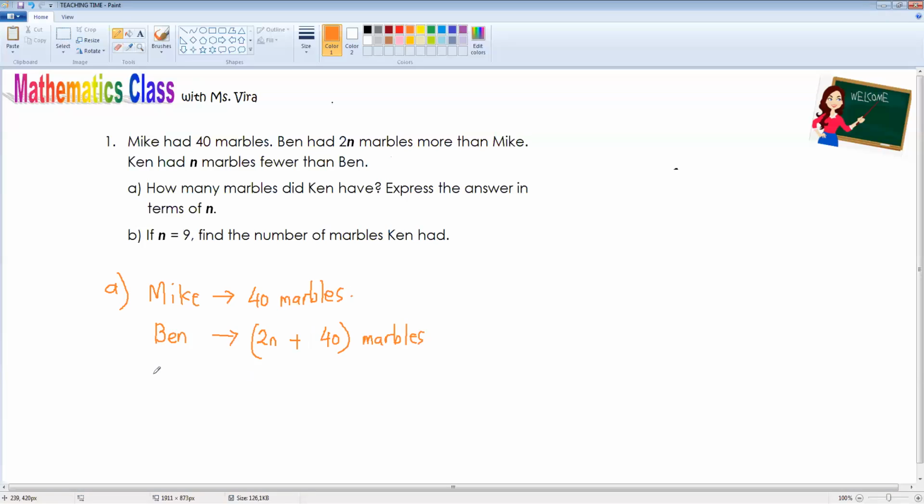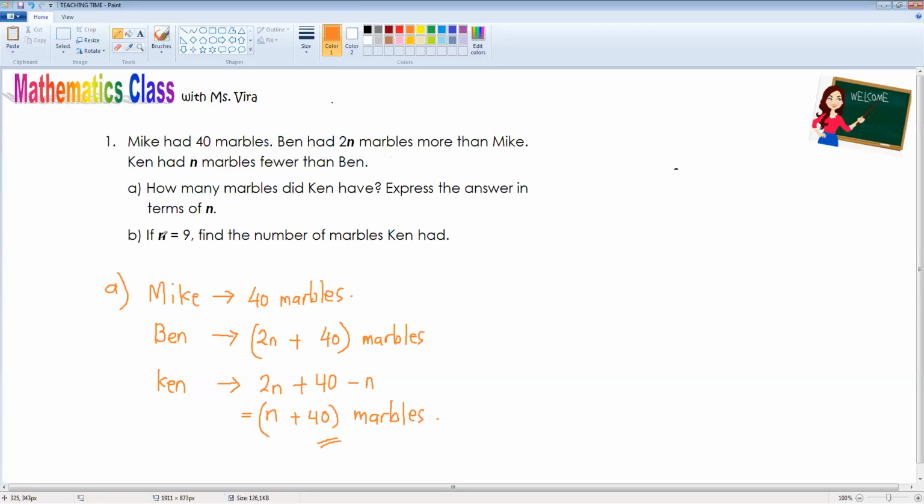And then Ken had n marbles fewer than Ben. So here we write 2n plus 40 minus n. And we need to simplify this. 2n minus n is 1n, which we write as n plus 40. So here is the answer for question A.